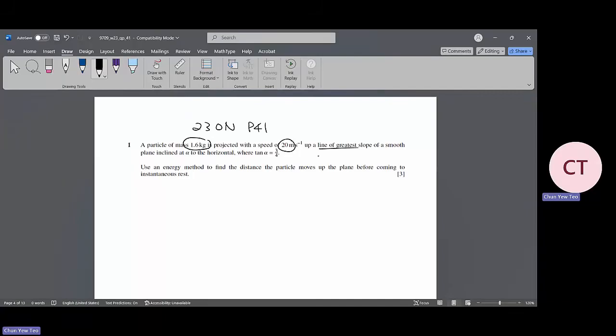up an inclined plane. The plane is smooth and inclined at angle alpha to the horizontal, where tangent alpha is 4 over 3. So this is a 3 here, this is a 4 here, this is a 5. We can make use of the Pythagoras theorem to form this triangle so that it's easier for us to find sine alpha or cos alpha later.